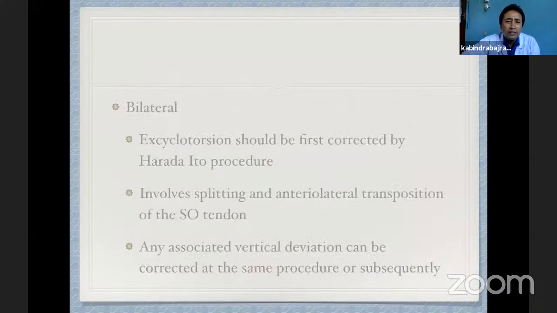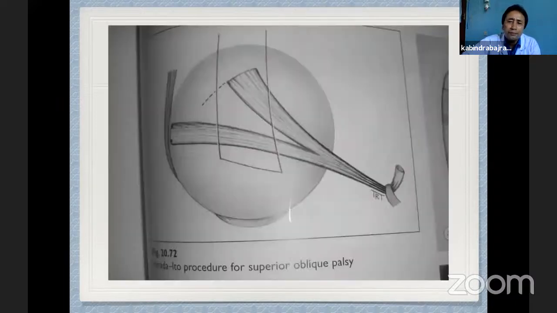If bilateral, then excyclotorsion should be corrected first by the Harada-Ito procedure. It involves splitting and anterior lateral transposition of the superior oblique tendon. Then any associated vertical deviation can be corrected in the same procedure or subsequently. This is the superior oblique tendon, split, and the anterior half has been inserted towards the lateral rectus.